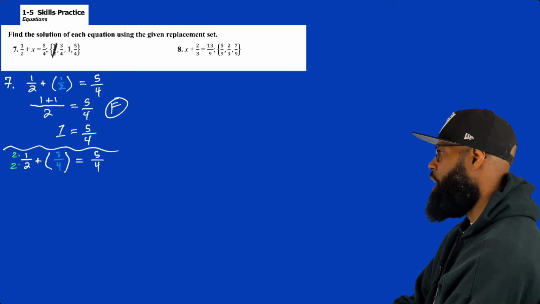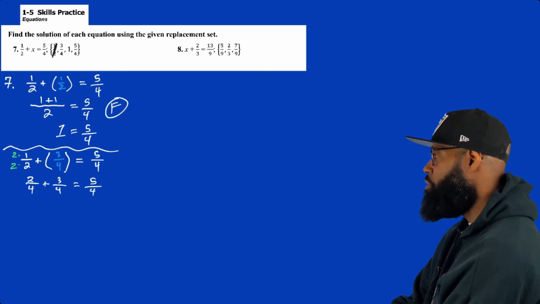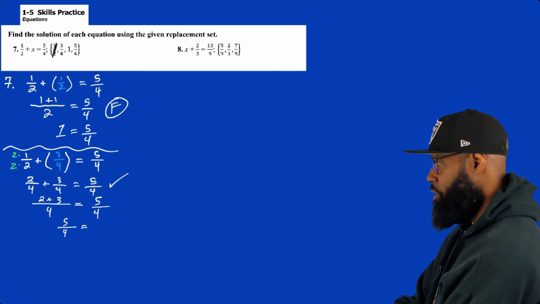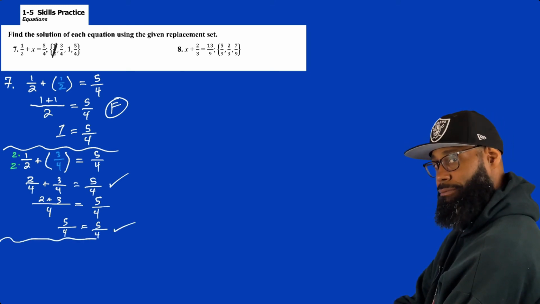So let's multiply 1/2 by the big 1, 2 over 2. We use 2 times 1 and 2 times 2 to get a common denominator of 4. And I get 2 plus 3, all divided by 4, because they have the same denominator. 2 plus 3 is 5. 5/4 equals 5/4. And guess what? I found my solution.